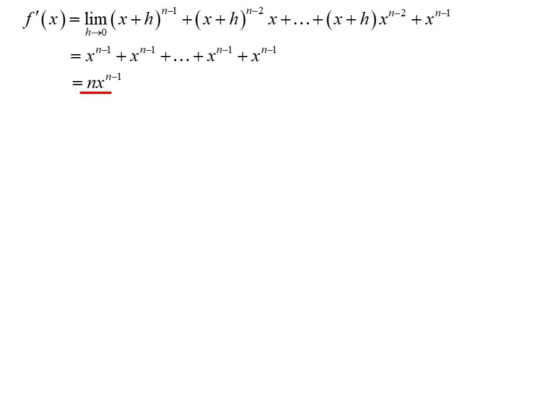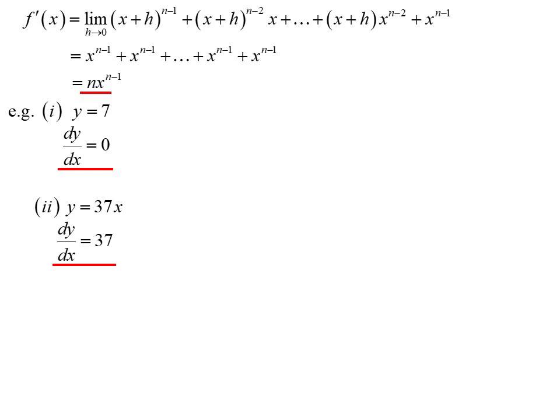Yeah, let's do some examples. If they give us y equals 7, other than saying thank you very much for such an easy question, we'd go, the derivative is 0. 37x, we know that's going to be 37. But now we know how to do this one. x to the power of 10, well, we bring that power down: 10x to the power of 9.